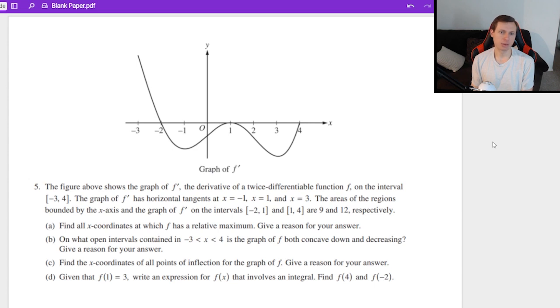So we see here that we're given the graph of f prime. Immediately you should have red flags going off in your head. This is not going to be an easy problem. So let's go ahead and read the question.